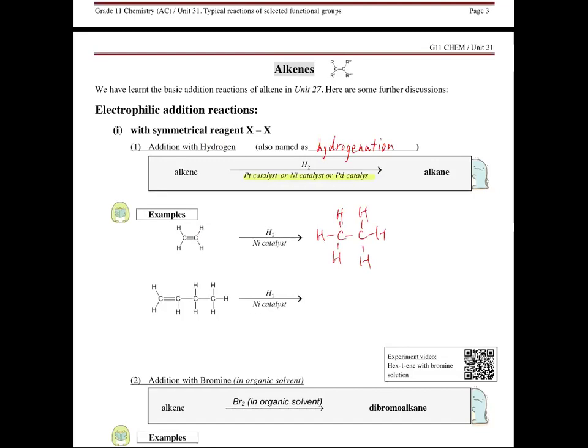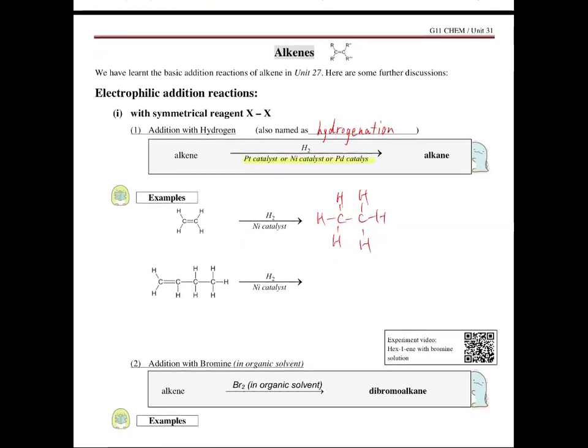Okay, so for this reaction, remember to state the condition. You need a catalyst. You can write either platinum or nickel or palladium. Okay, one of the three. And you need to write it under the arrow to state the condition. Okay, so that's the first example.